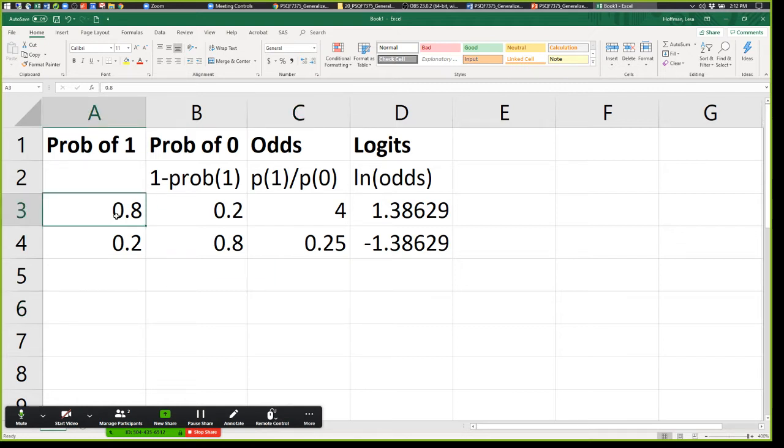If I have a probability above 0.5, that translates into some kind of odds above 1. What's the highest an odds can be? Where does it stop? Infinity, positive infinity. A logit, if you take the log of the odds, is 1.3. Now note the symmetry here. The logit that goes with the probability of 0.8 is exactly the opposite of the logit that goes with the probability of 0.2. That's what I mean when I say logits are symmetric.